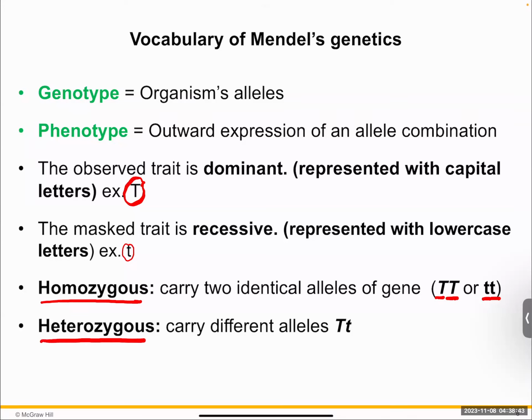Now, heterozygous implies that each parent is contributing a different version of the allele, and in this case that would be a capital T and a lowercase t. So one of the two parents, it doesn't matter which one, is contributing a dominant copy of the allele, and one parent is contributing a recessive version of that gene.